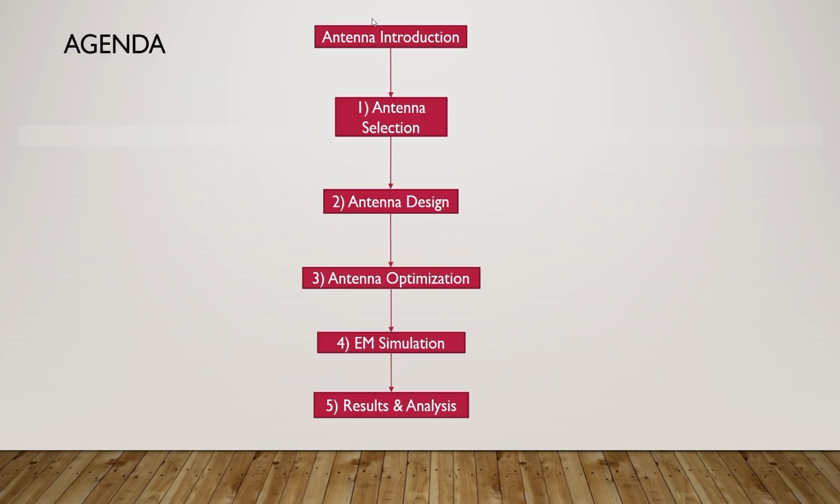This is a 4-part tutorial. In tutorial 19, we will cover antenna introduction. In tutorial 20, we will cover antenna selection, design and optimization part 1. In tutorial 21, we will cover antenna optimization part 2. In the last tutorial, tutorial 22, we will cover antenna optimization part 3, antenna EM simulation and results and analysis. Let's continue with tutorial 22.